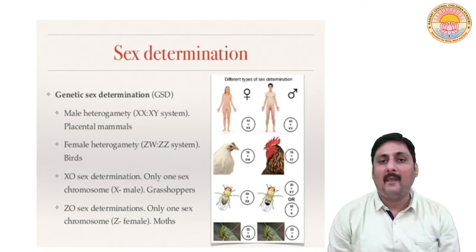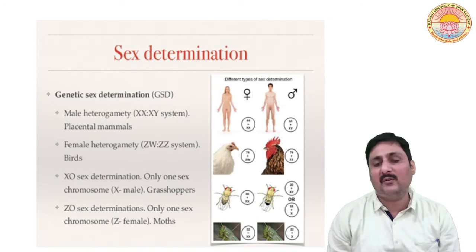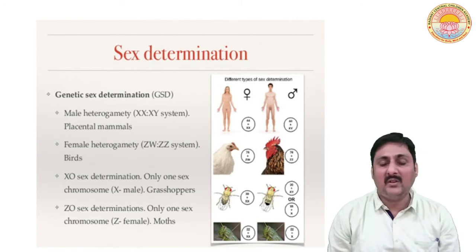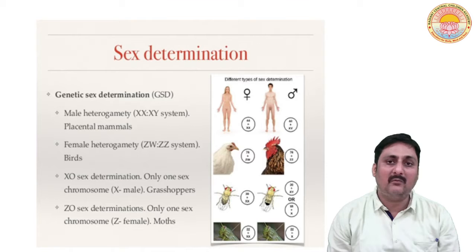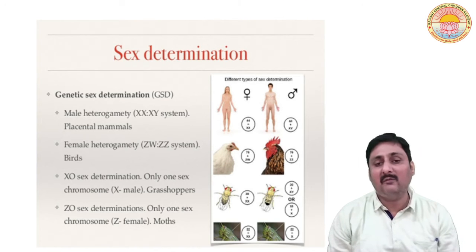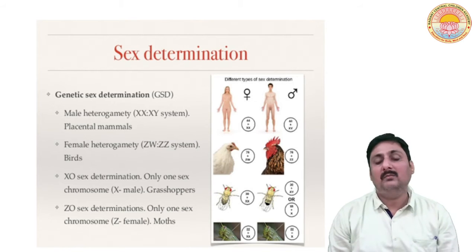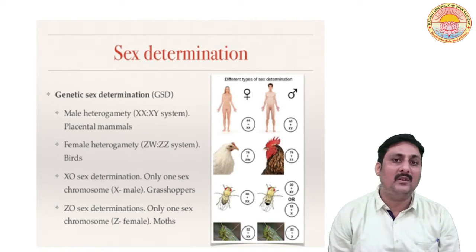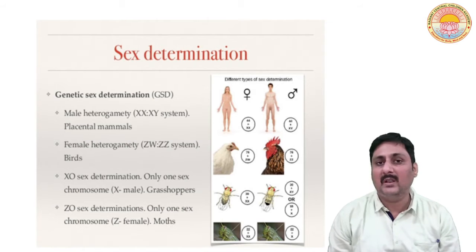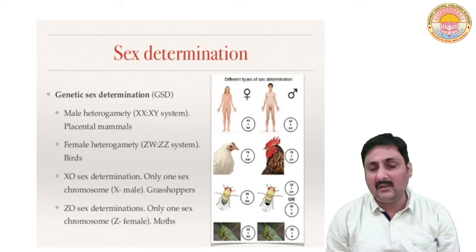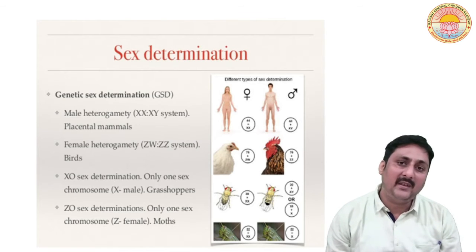Now let us talk about sex determination first in human beings as an example. In human beings, we have 23 pairs of chromosomes. Out of these 23 pairs, 22 pairs are called autosomes. 22 pairs means the total number of chromosomes is 44, that is 44 autosomes. They have nothing to do with the sex of a person. The last pair, the 23rd pair of chromosomes, is XX in females and XY in males.